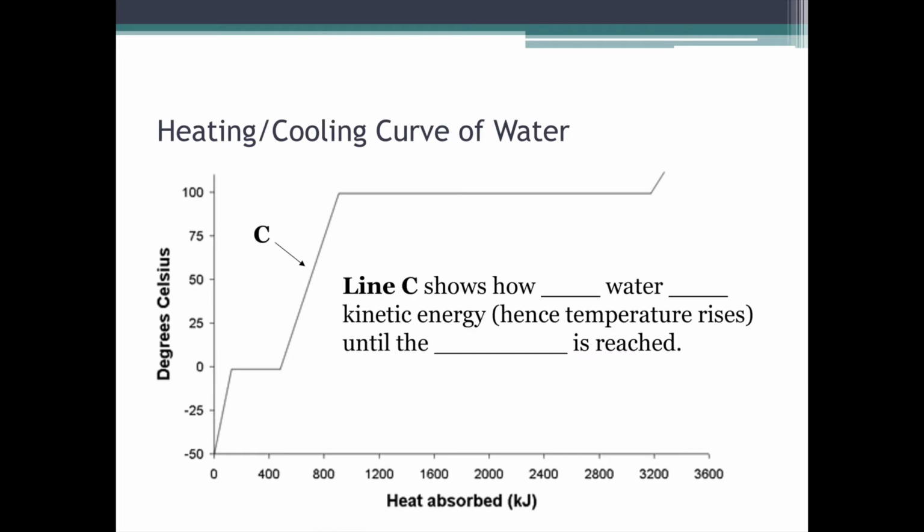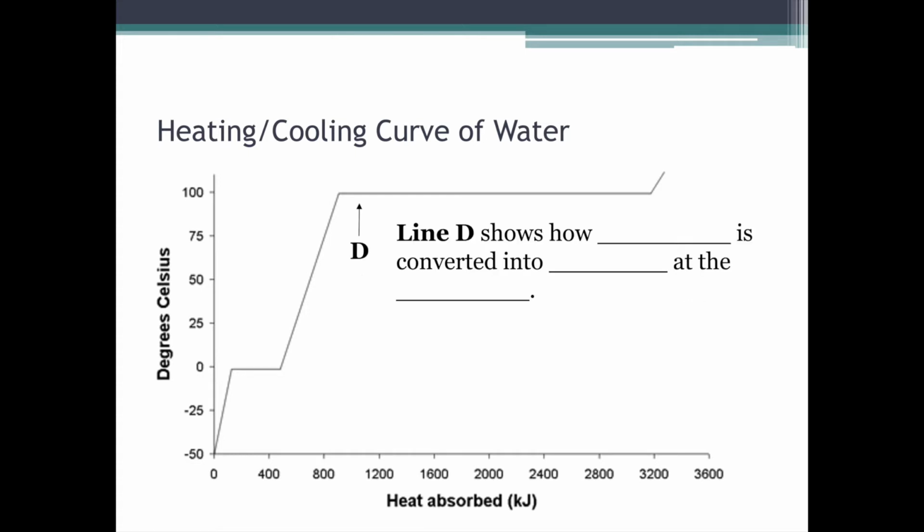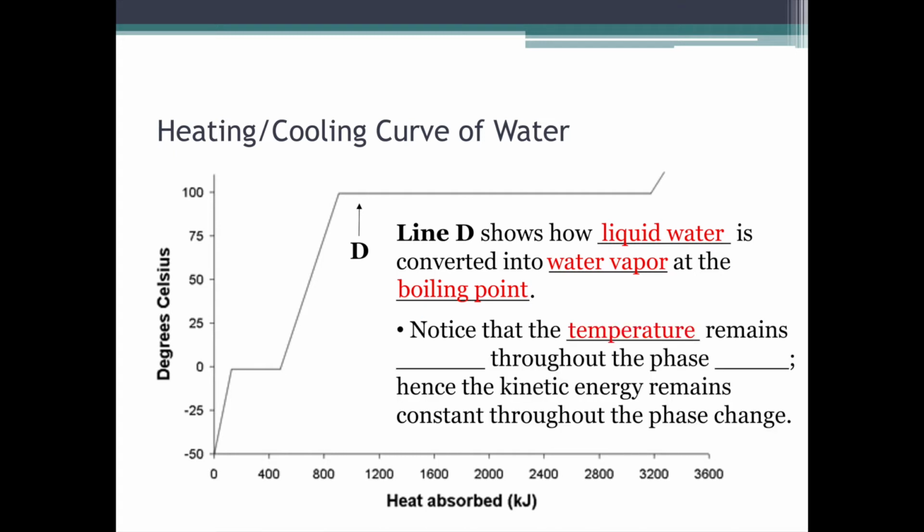Eventually, all of the solid molecules are going to be liquid molecules, which is where we get to line C. This shows how liquid water gains kinetic energy, so the temperature rises, until the boiling point is reached. On line D, at the boiling point, liquid water is converted to water vapor. This is another phase change that's happening. The temperature remains constant throughout the phase change because the kinetic energy is remaining constant throughout the phase change.